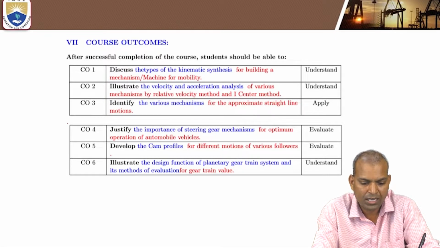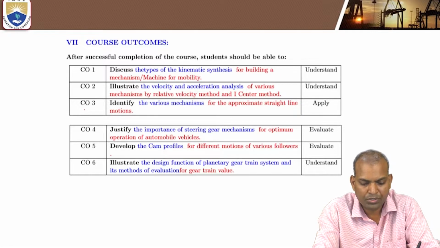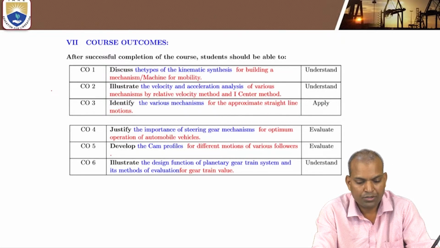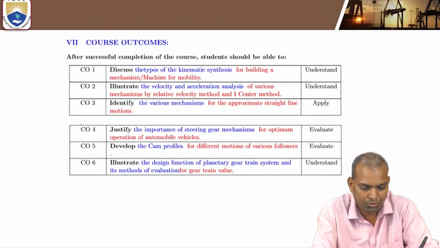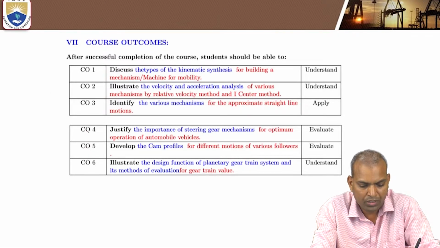Discuss the types of kinematic synthesis for building a mechanism or machine for mobility. Next, illustrate the velocity and acceleration analysis of various mechanisms by using the relative velocity method and I-center method. The third course outcome is to identify the various mechanisms for the approximate straight line motion, and not only approximate, it should be exact straight line motions also. The next one is to justify the importance of steering gear mechanisms for optimum operation of automobile vehicles.